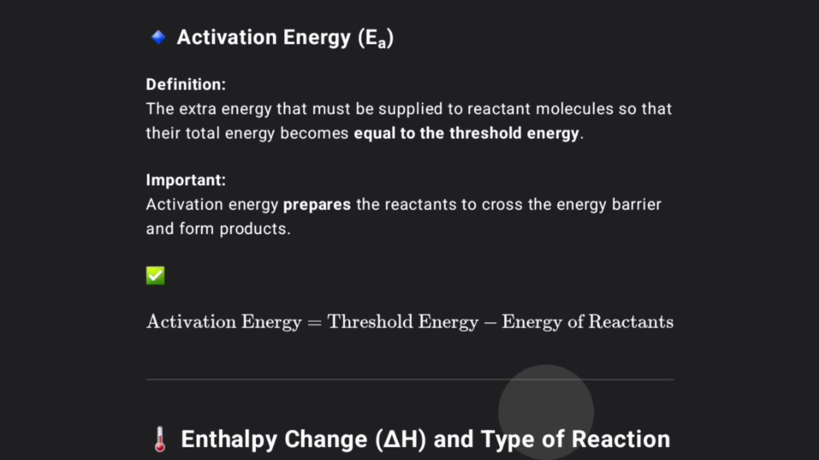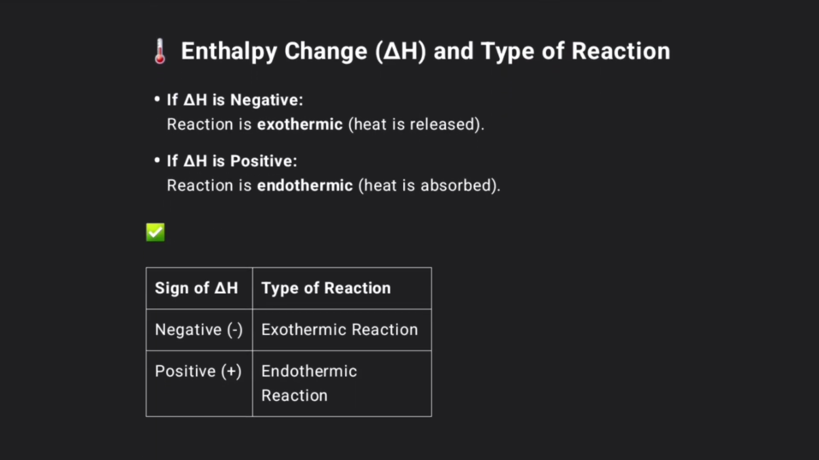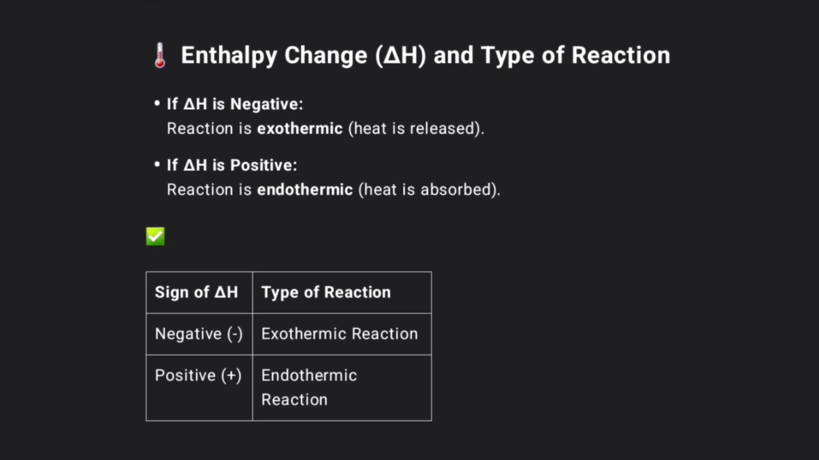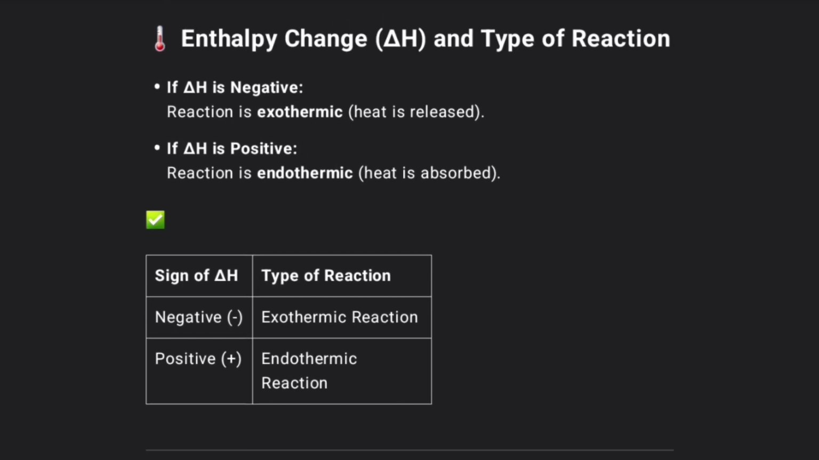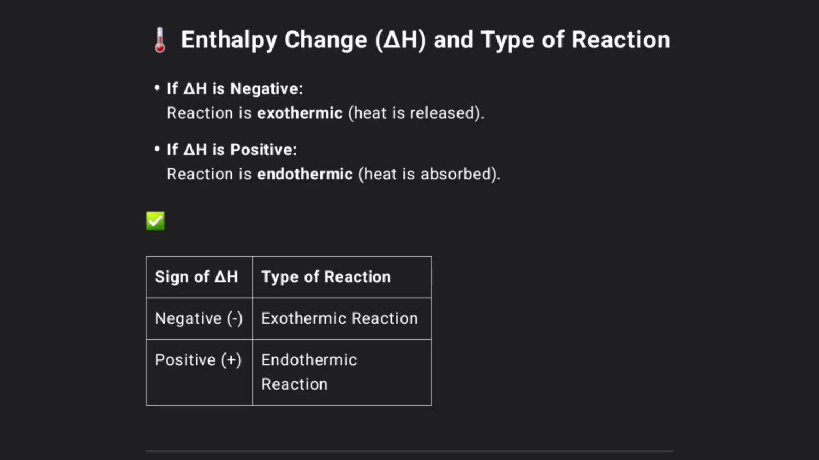Enthalpy change, ΔH, and type of reaction. If ΔH is negative, the reaction is exothermic, heat is released. If ΔH is positive, the reaction is endothermic, heat is absorbed. Sign of ΔH and type of reaction: negative, exothermic reaction; positive, endothermic reaction.